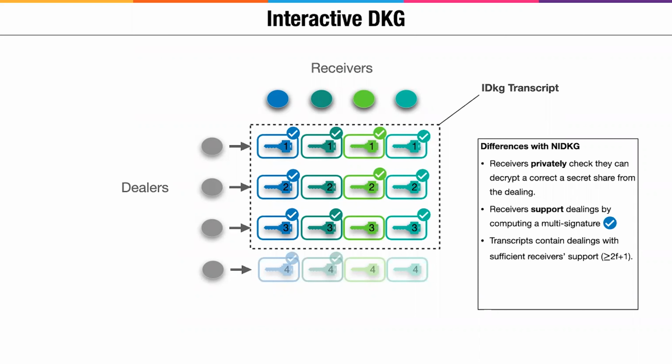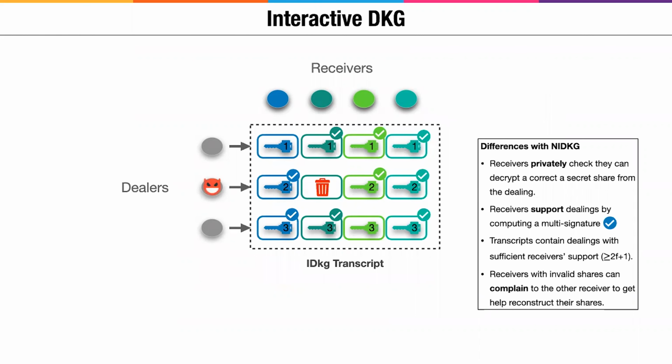There's also another crucial step that is actually quite different. For example, it could happen that we include some dealings in the transcript that a certain receiver may not be able to decrypt. So this dealing for a given receiver may contain just garbage and decrypt to a wrong value that is not the correct shares that the receiver was supposed to receive.